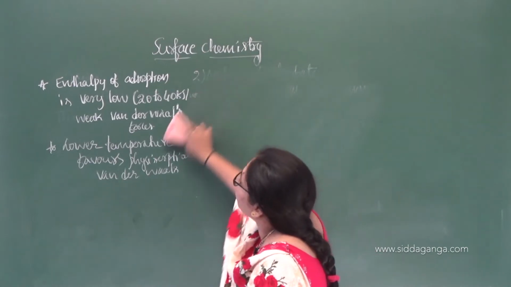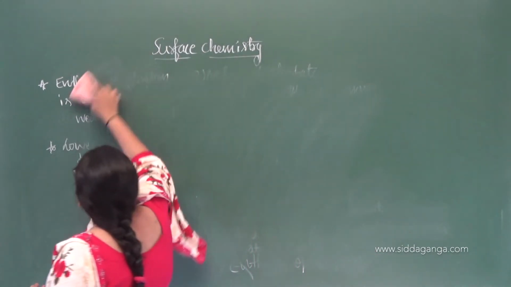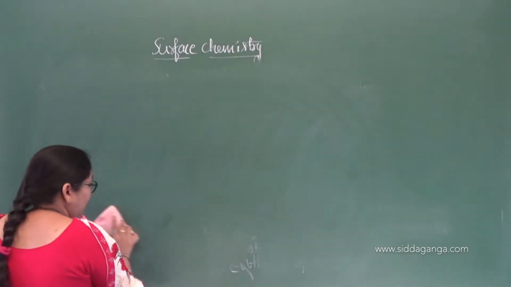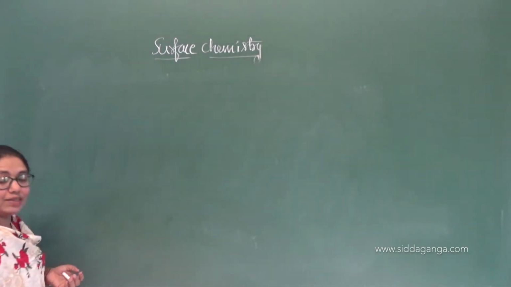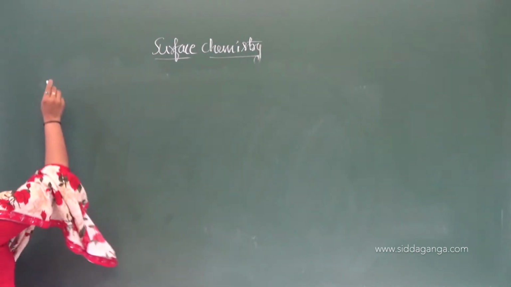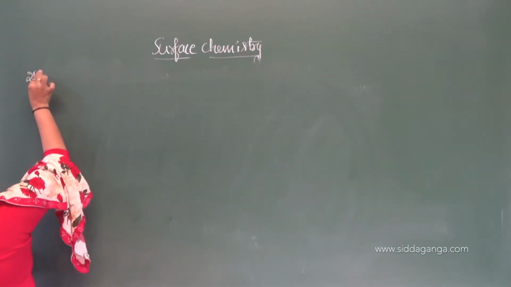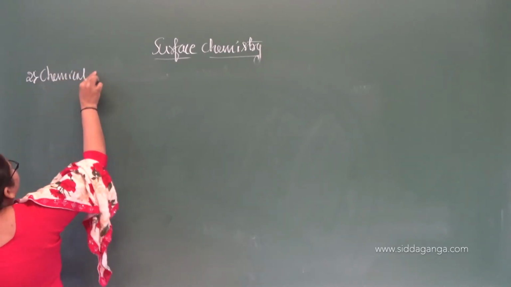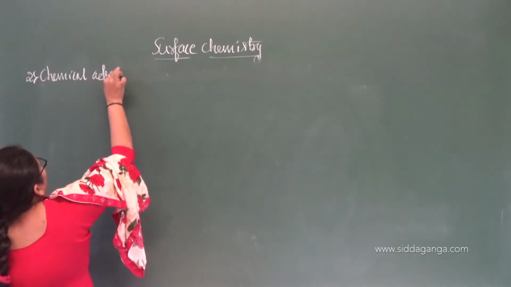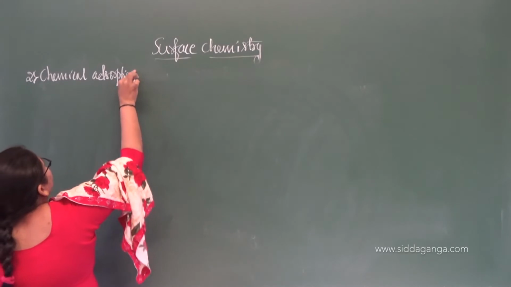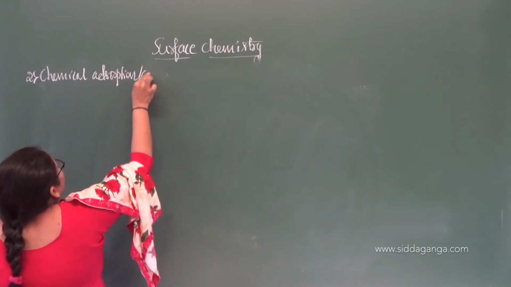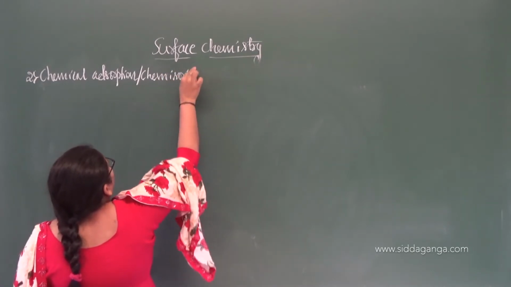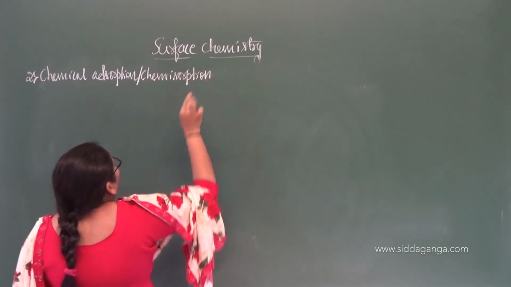Likewise we have one more, that is chemisorption, or you can say chemical adsorption. So what is that? Very simple concept, and what are the characteristics of that? Let us discuss now. The second type is chemical adsorption, or you can also say chemisorption, right?